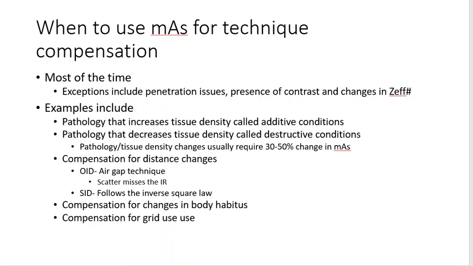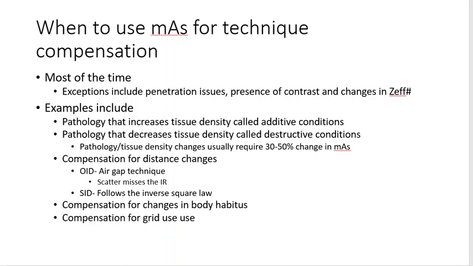Pathology that decreases tissue density is called destructive. So you got additive conditions, you got destructive conditions. Additive conditions add tissue density, relative tissue density, even if you don't want it to be there. Pleural effusion would be an example of an additive condition. It's not a good condition, but it adds tissue density. Destructive conditions would be conditions where we reduce tissue density.